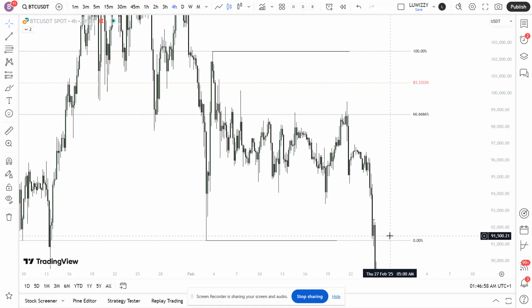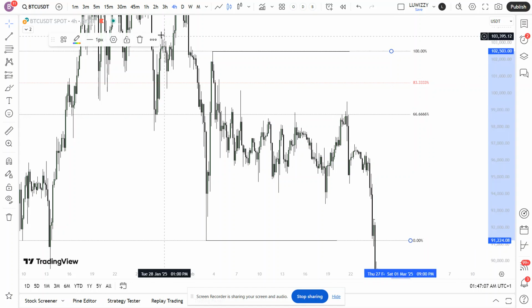So I don't want to make this video long. You've seen how I use this fib level, how I use the retracement. I did not talk about the extension.